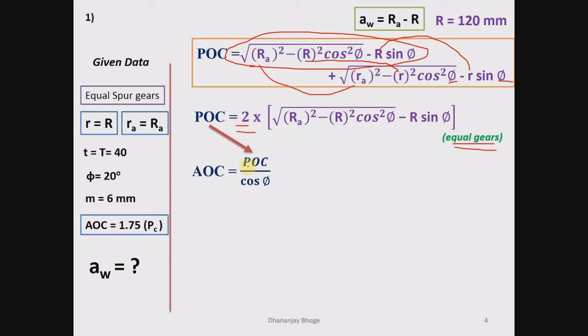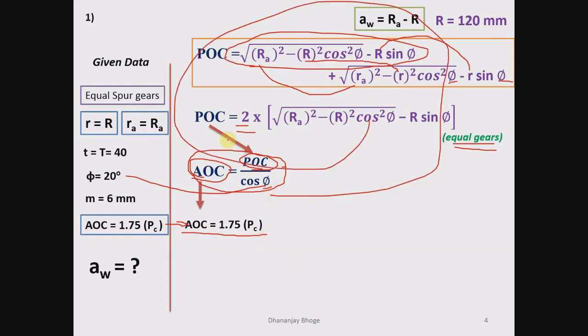Now how to determine path of contact? Path of contact can be determined using the equation for arc of contact. Arc of contact is path of contact divided by cos of phi. So from this we can find POC, path of contact. Phi is 20 degrees, correct? What should we know? Arc of contact, which is equals to 1.75 times the circular pitch. Now write down. AOC is equals to 1.75 circular pitch.